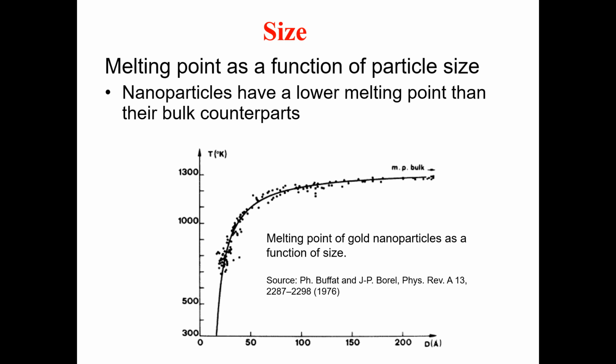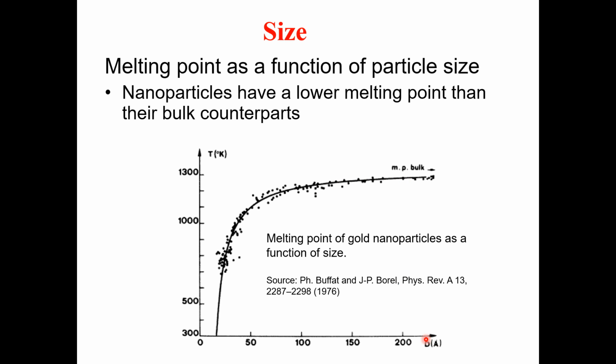Along with that, if you reduce the size of the material, size not only affects the optical properties or the color of the material, but it also changes the physical properties, which include the melting point of the materials. The melting point is a function of the particle size, as plotted here. Nanoparticles have a lower melting point than their bulk counterpart.